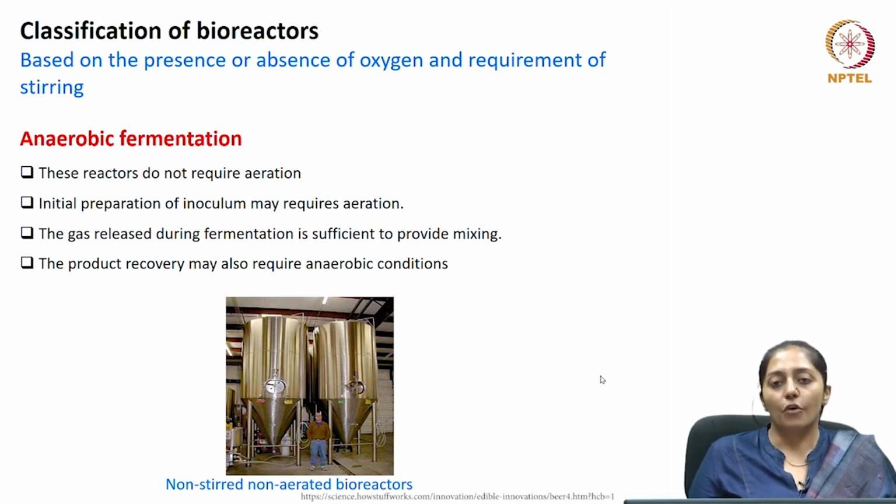basically, based on the presence or absence of oxygen requirements, the fermentations can be classed as aerobic or anaerobic. In anaerobic fermentations, the reactors do not need large aeration. So, initial preparation of inoculum might require little aeration, but the production does not need aeration, and the gas which is released during the fermentation is sufficient to create adequate mixing. The product recovery may also require anaerobic conditions. One of the biggest examples of anaerobic fermentation is beer formation.